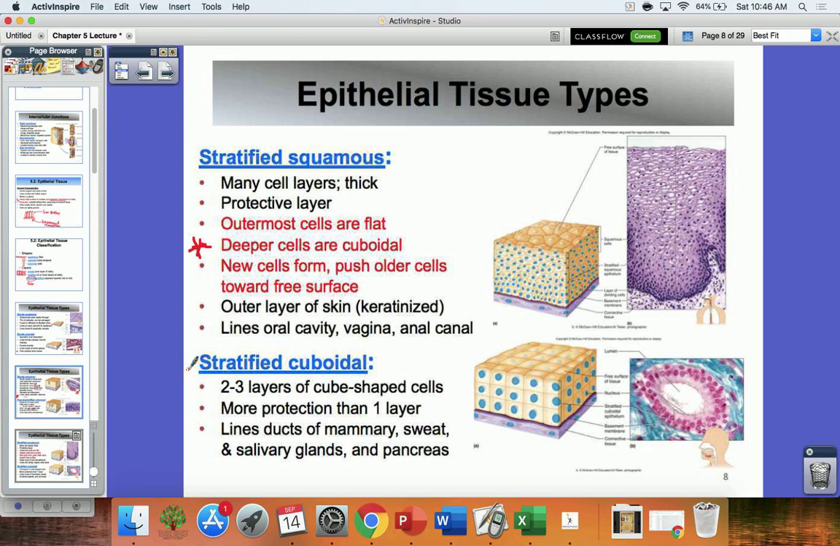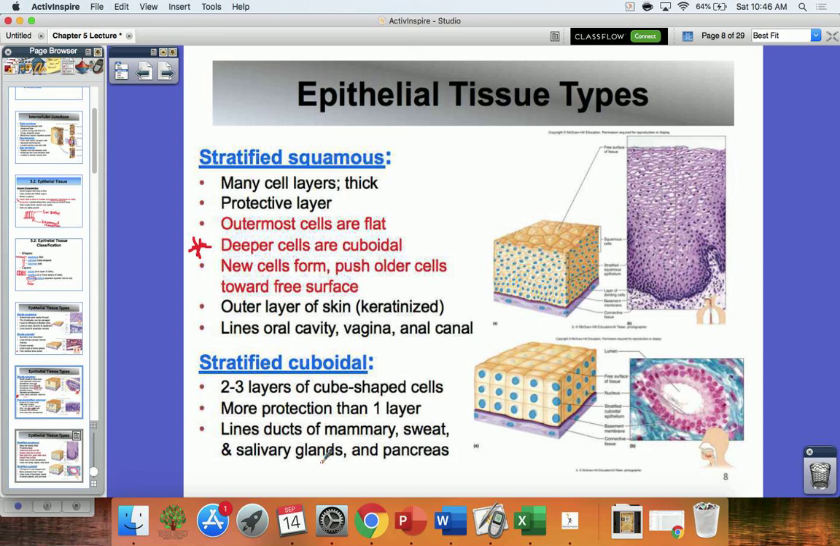And the next is stratified cuboidal, which means we have multiple layers of cube-shaped cells. Also found in some of our glands. And so if y'all remember, one way to remember this, if you remember our simple cuboidal also are found in glands. Stratified cuboidal are found in glands. Now, two different types of glands, but they're still found in glands.